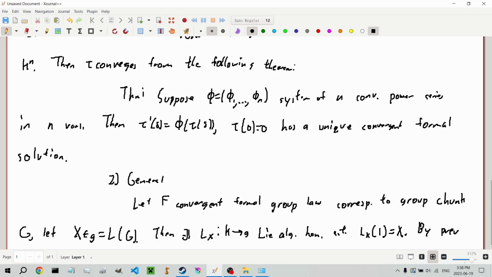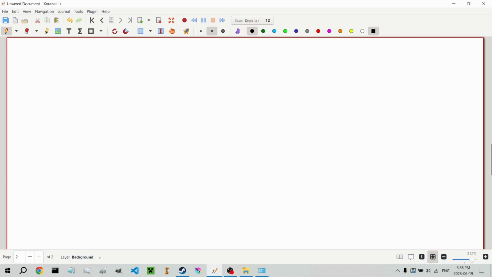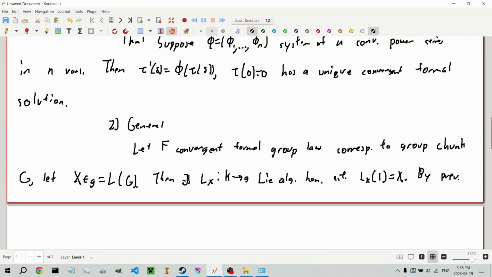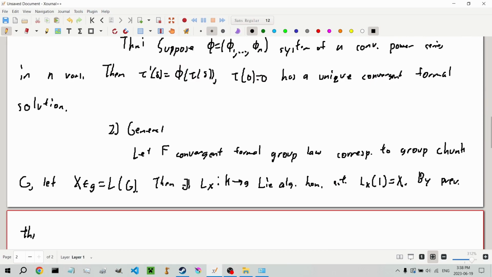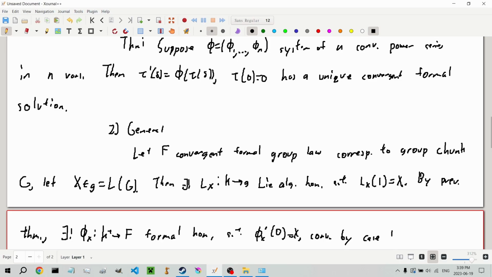By previous theorem, there is a unique formal homomorphism φ_X from K⁺ to F such that φ_X'(0) is X, which is going to be convergent by our previous case.